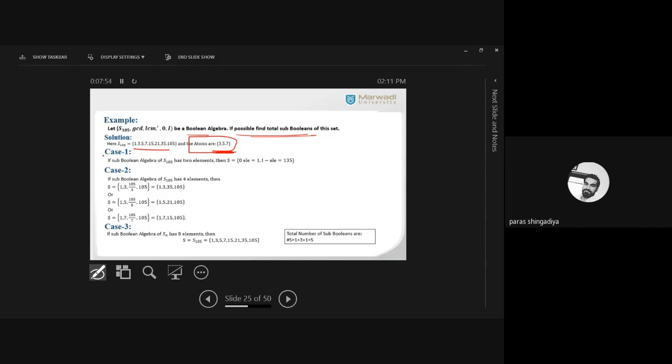And now in case 1, we'll get one answer of sub-Boolean algebra which includes 2 elements. So first we require the 0 element of S105, that is equal to 1, and the I element of S105, that is equal to 105. So make one set by using these 2 entries, that means the 0 element is 1, comma 105. So that will be one of the sub-Boolean algebras which include only 2 elements: 1, comma 105. Is it clear? That is a fixed answer in each and every case. 0 element और I element को combine करना है, and that will be our required answer in case 1. So that is one of the answers of sub-Boolean algebra.